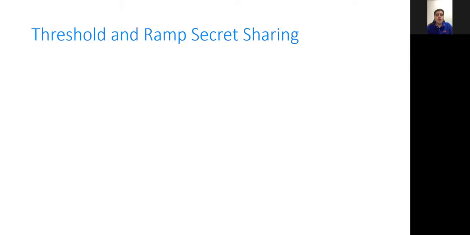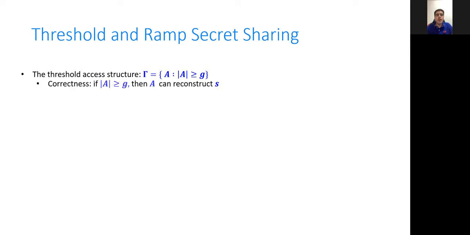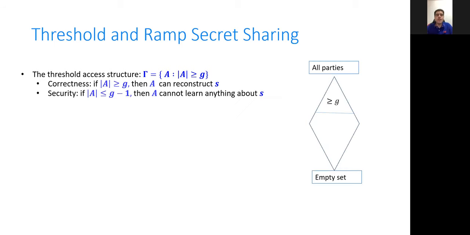So next, we will define the threshold and RAM secret sharing. Threshold access structure is defined as all sets of parties of size at least g, and in the threshold scheme, for correctness, we require that any set of size at least g can learn the secret. And for security, we require that any set of size less than g get no information about the secret. The threshold access structure is realized by the well-known Shamir's scheme, in which the share size is order log n when the secret is one bit.